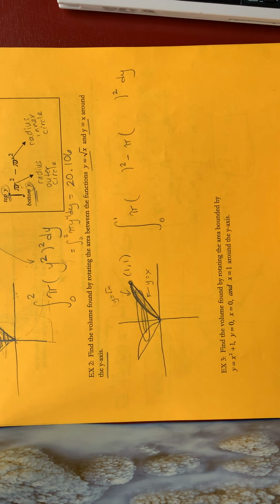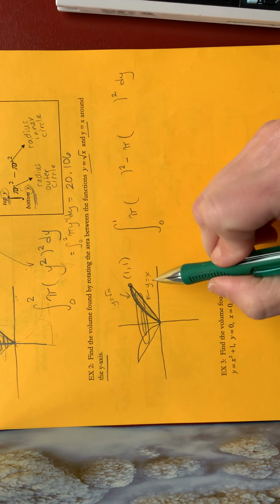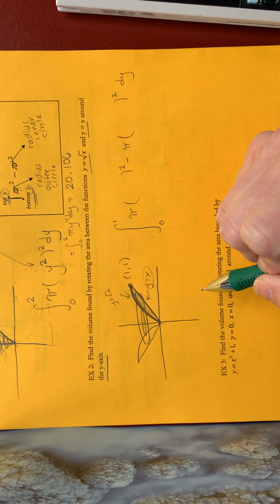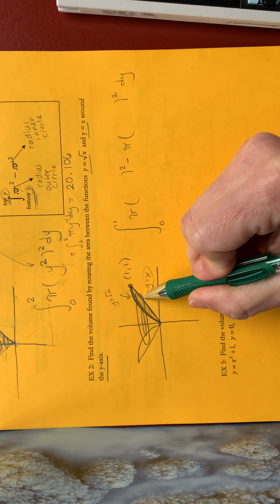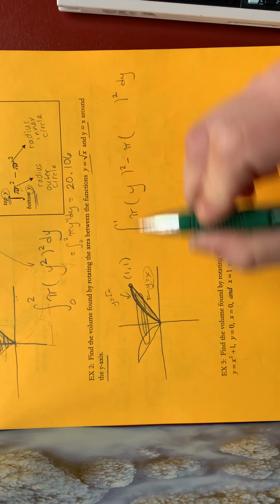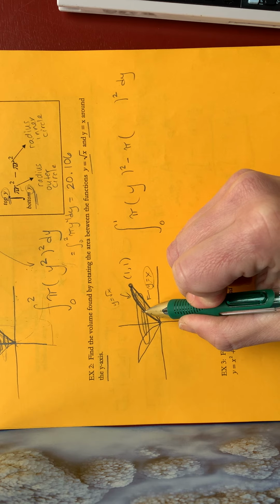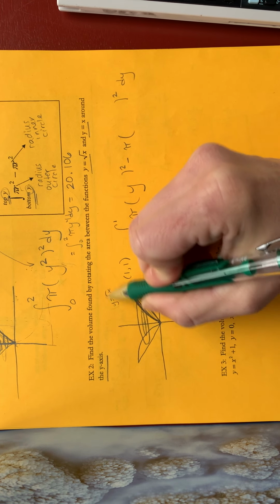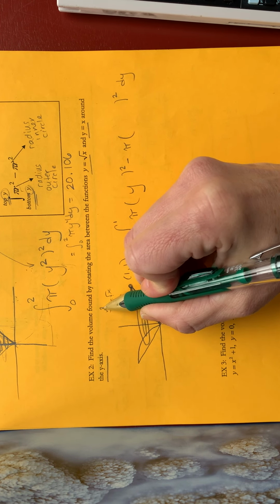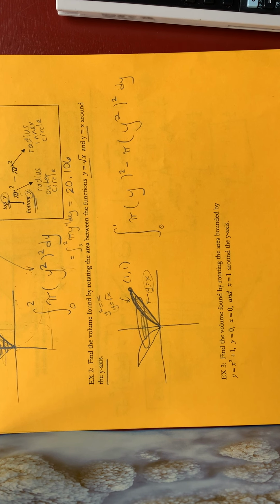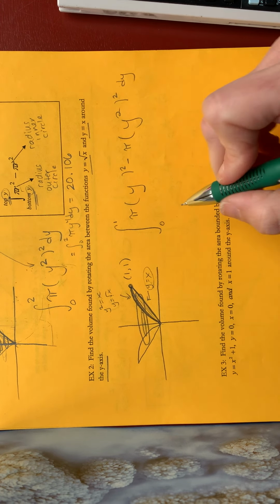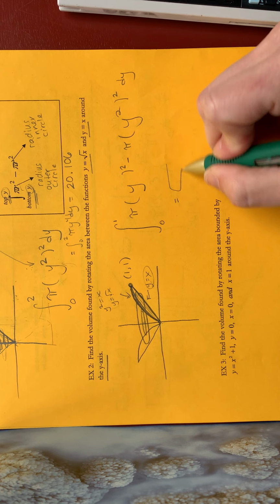But neither can be used in that form. Both need to be solved for x. This one already is. So this is the radius of my outer curve, comes all the way out to here, so that's just y. The radius of my inner curve comes to here. I can't use y equals root x, I need to square both sides. X equals y squared. So there's the integral that I'm going to use. Put it in my calculator, get an answer.